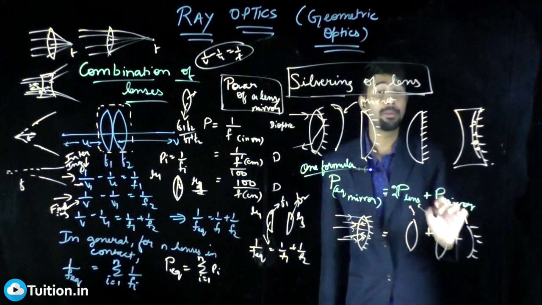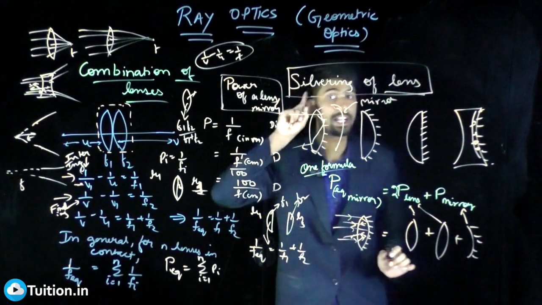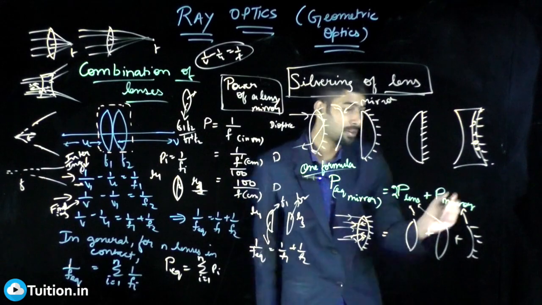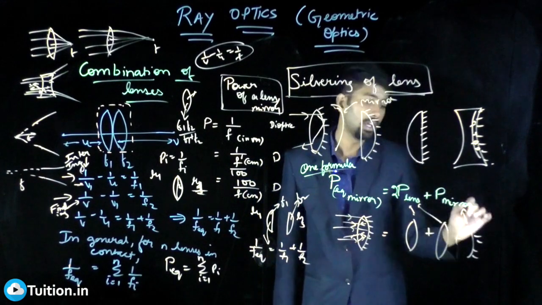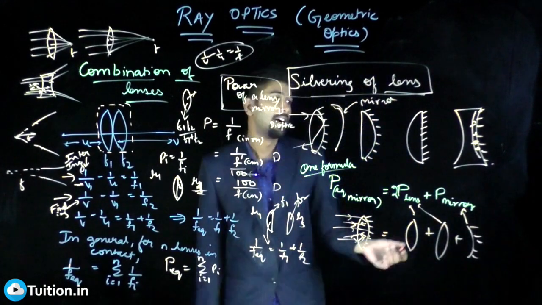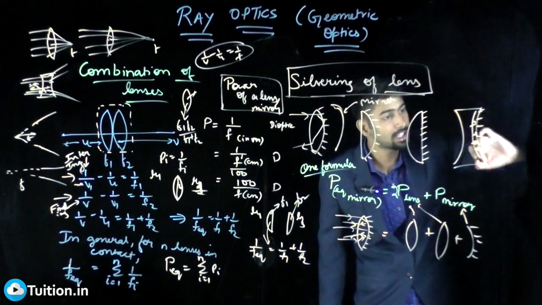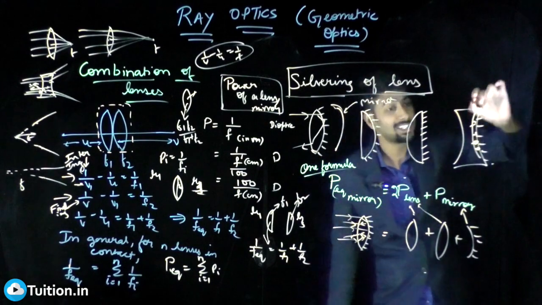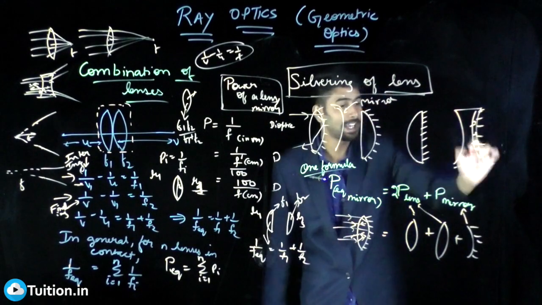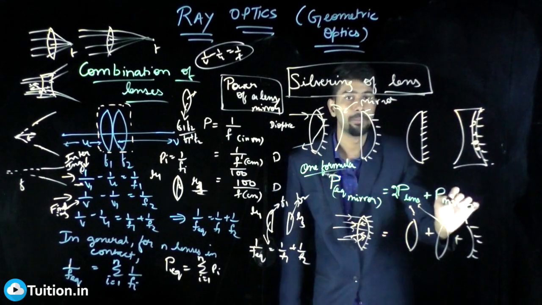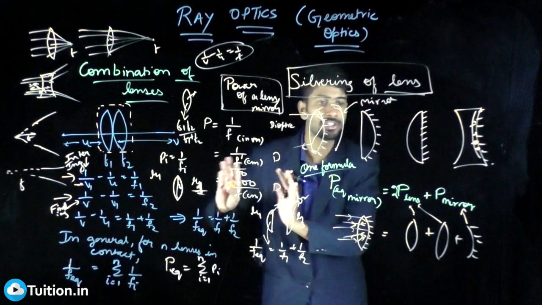So the power of the mirror will be negative. Why? Because a concave mirror has a negative focal length, so it will have a negative power. So you will put a negative P here if this is the case. For this case, your convex side is silvered. That means it acts like a convex mirror. So for such a case, your P mirror will be positive, because power for a convex mirror is positive.